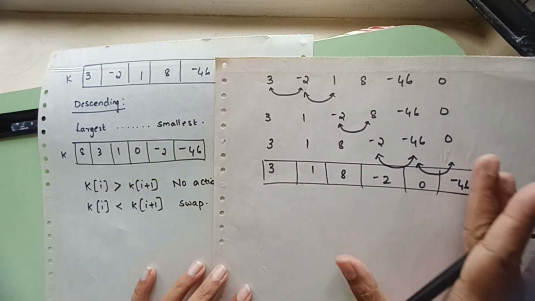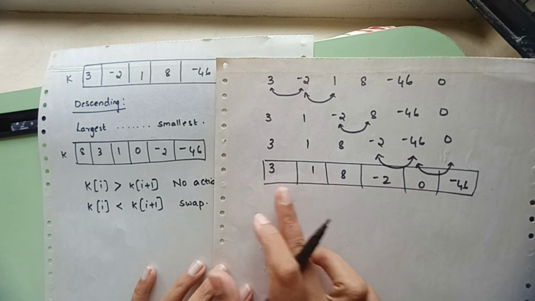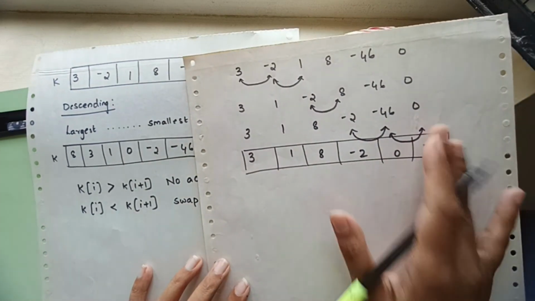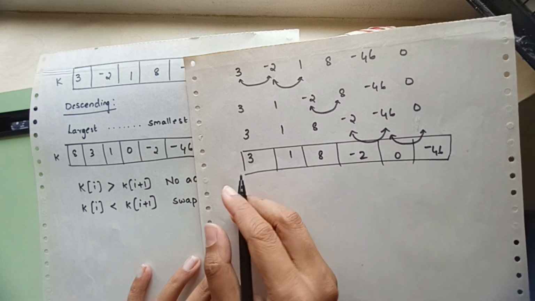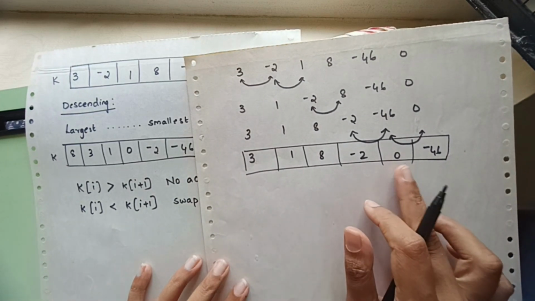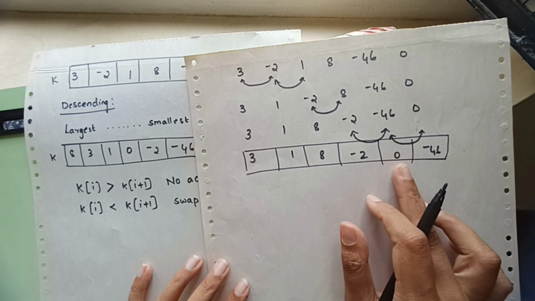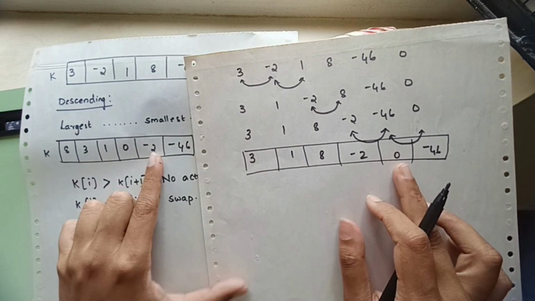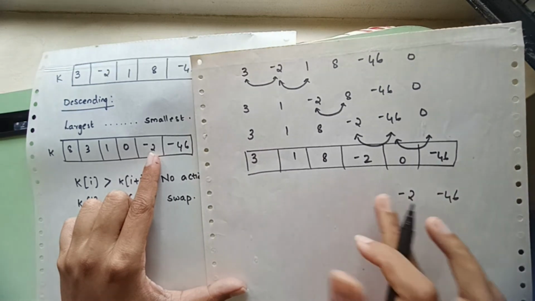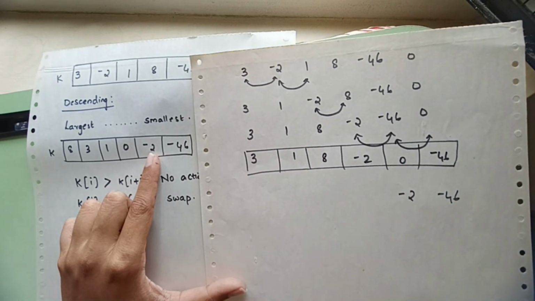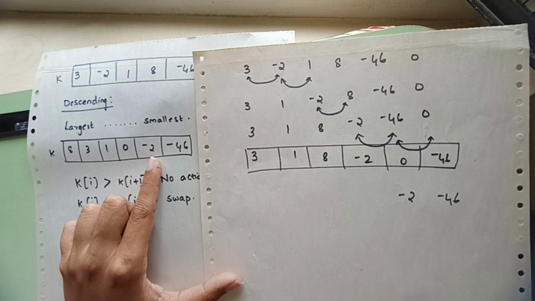So now we will ignore this and we will sort the rest. What will be the output after the second iteration? You can't predict the remaining things, but you can predict what will be coming in this position. It will be -2. After the second iteration, this will be -2, -46. Remaining, we have to solve it to know how the output will be.